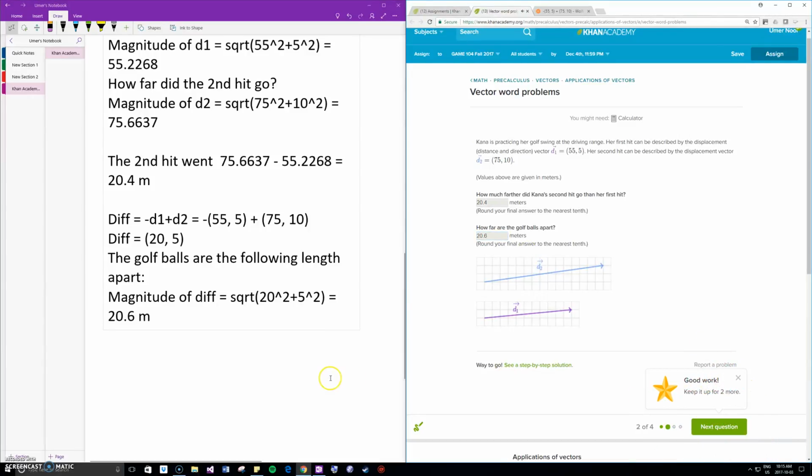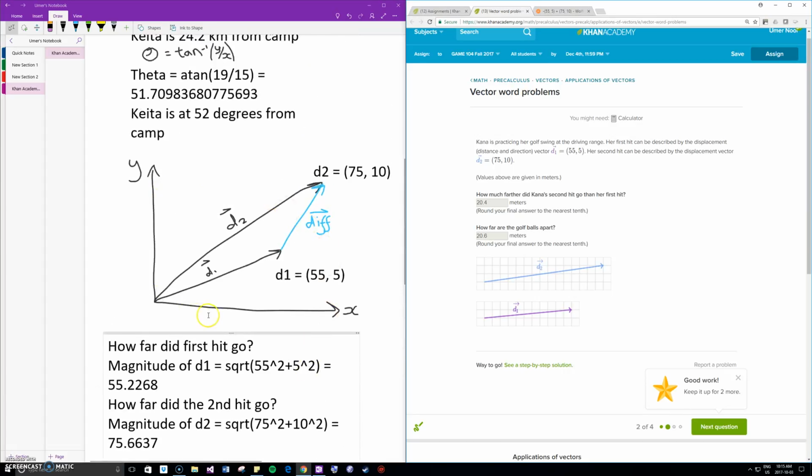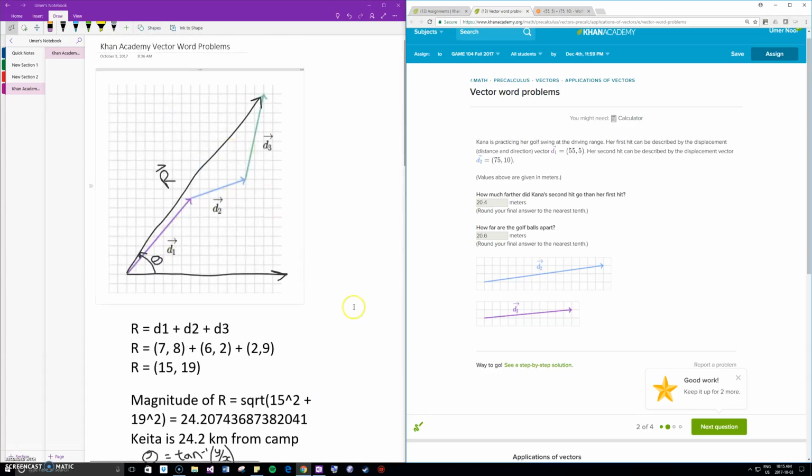Nice. Okay, so I hope that clears up a little bit of the confusion on how to work out the difference of two vectors and also how to add them.